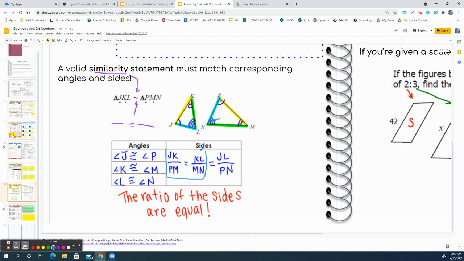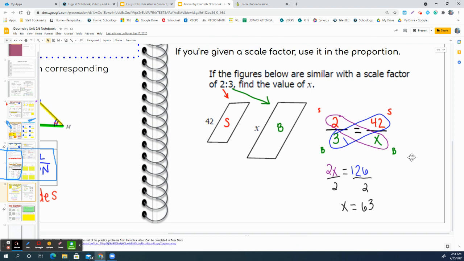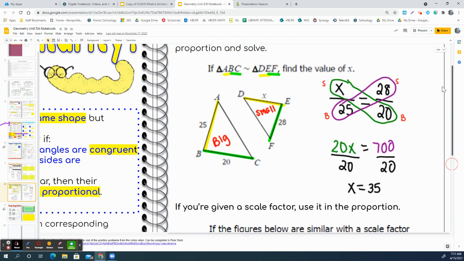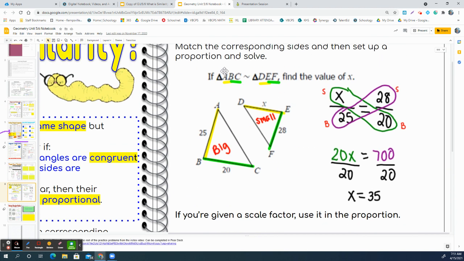So I can do this set of fractions, or I can do this set of fractions, okay? Because in a proportion, I can only relate 2 fractions with each other. All right? So let's see what that looks like over on the other side. I know all my angles are the same. So angle A equals angle D, angle B equals angle E, and angle C equals angle F. Those are easy. Angles are always super easy.